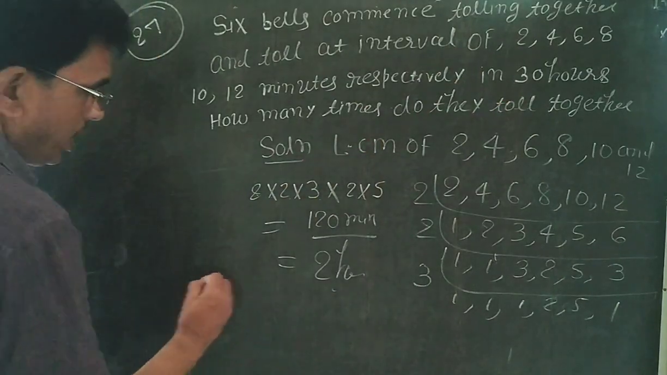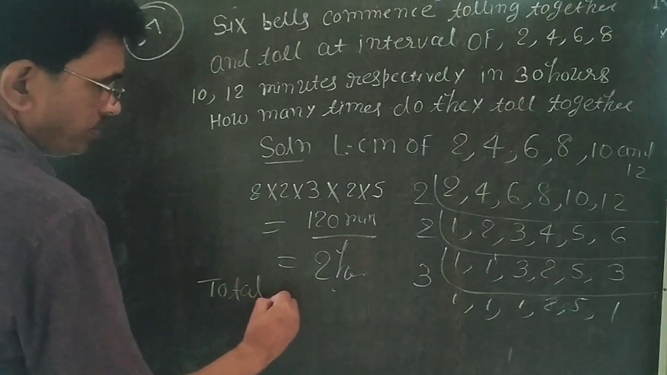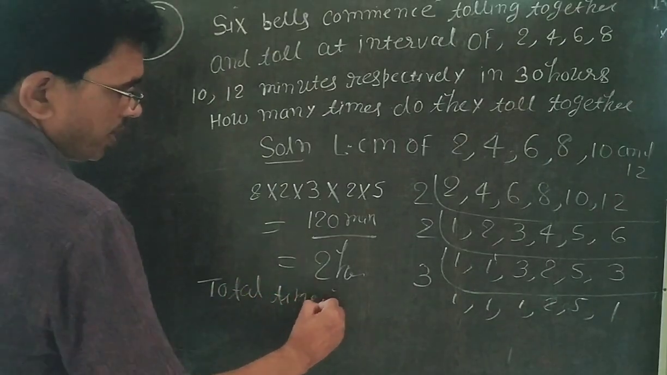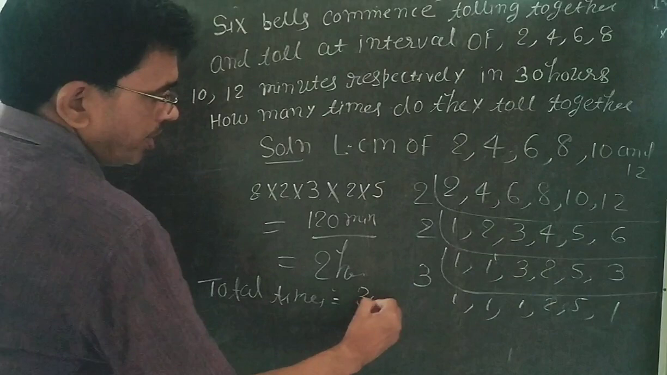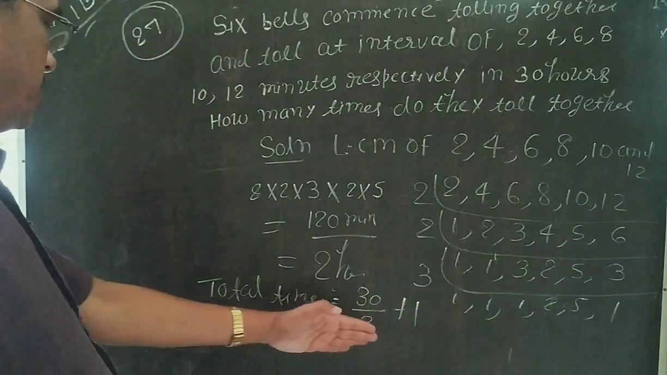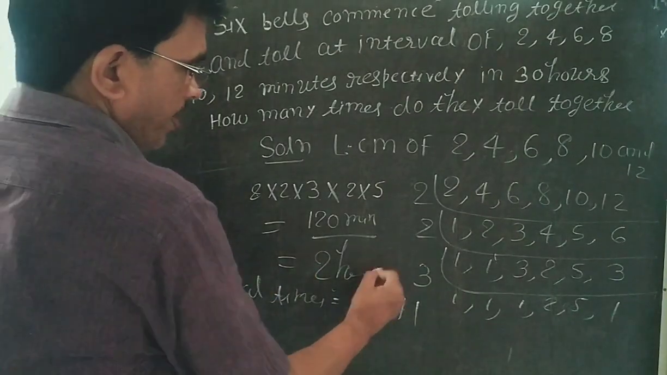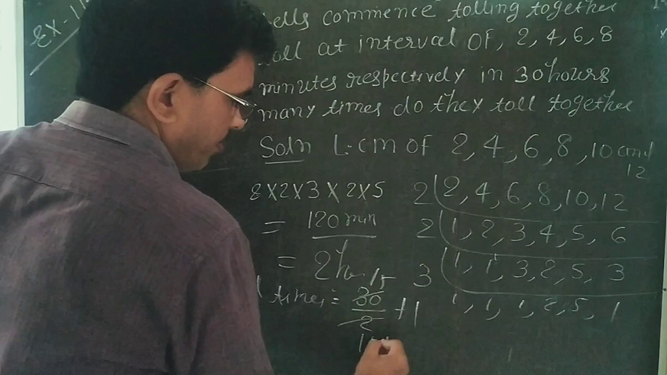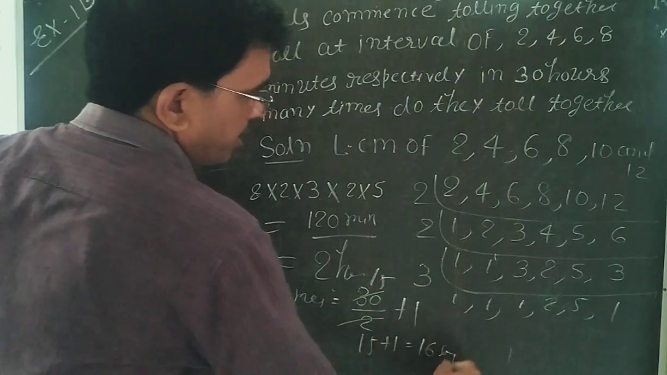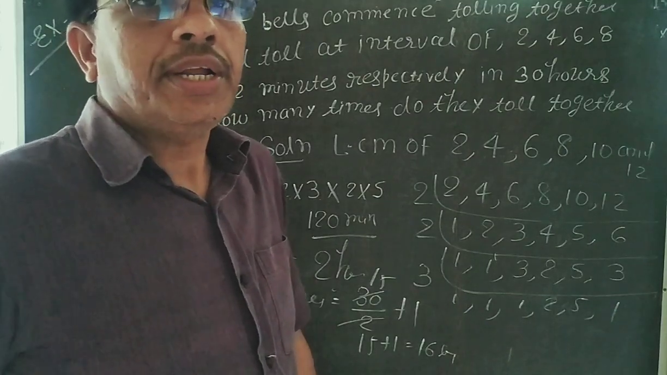So total, how many times? Total is equal to 30 by 2 plus 1. Because first it rang, then after that it rang again. So it is 15, then 15 plus 1, that is 16. So 16 times they rang together in 30 hours.